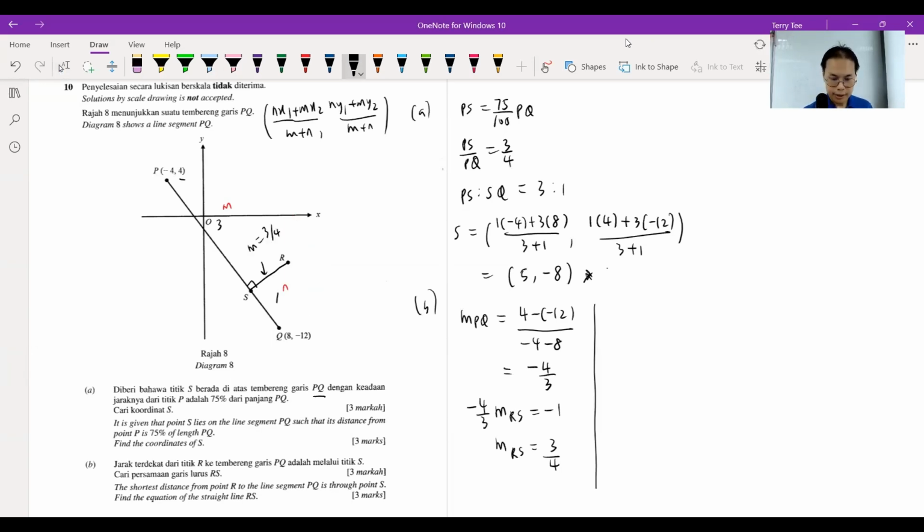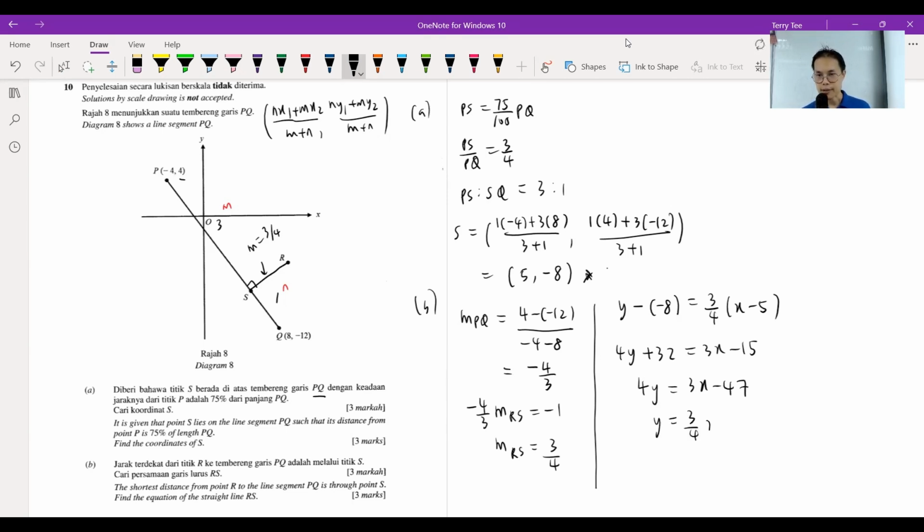Now, next, I need to form the equation, right? Let me do it here. I use y minus y1. My y1, I need to use coordinate point S. I already have point S, -8. Gradient is 3/4. X minus x1, x1 is 5. Multiply over 4y plus 32 equals 3x minus 15. Your 4y is 3x minus 47, right? My y is 3/4x minus 47/4. Yep.